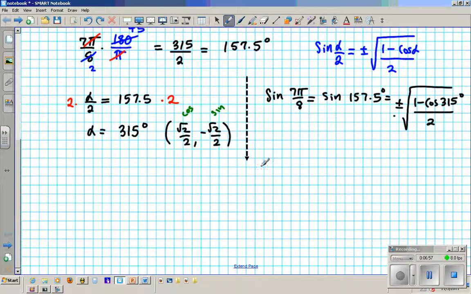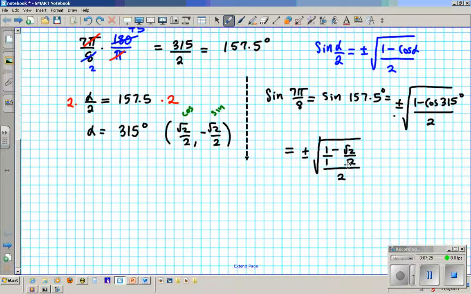So that gives us, this is going to become plus or minus the square root of 1 minus root 2 over 2, all over 2. Okay? Now let's write this as a fraction. This is a fraction, so we might as well write this as a fraction. So this is where people are getting lost the other time. So please pay close attention to what is going on here.